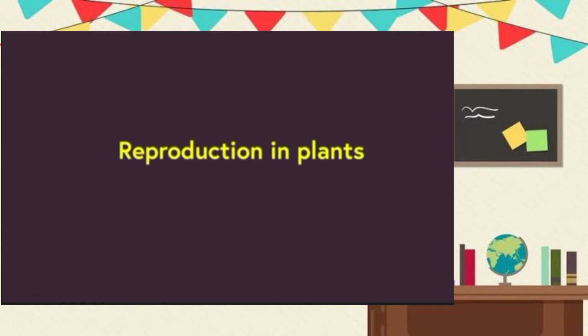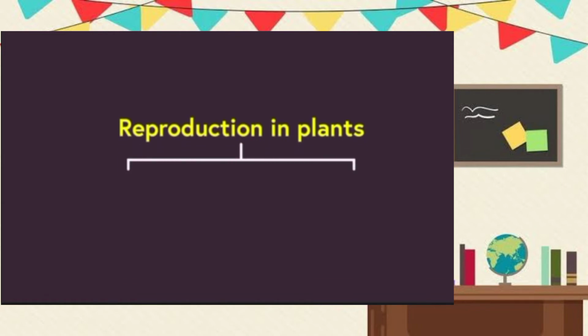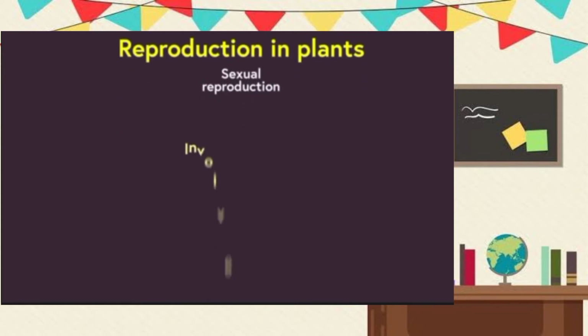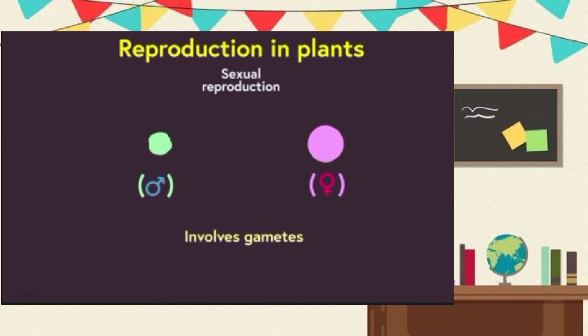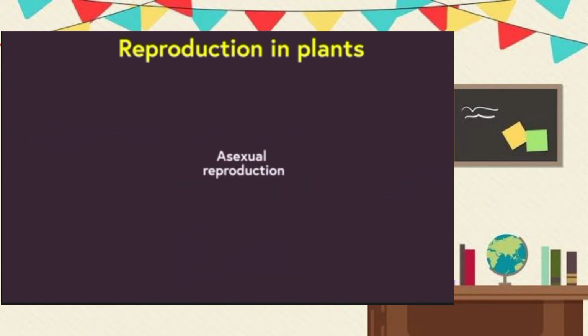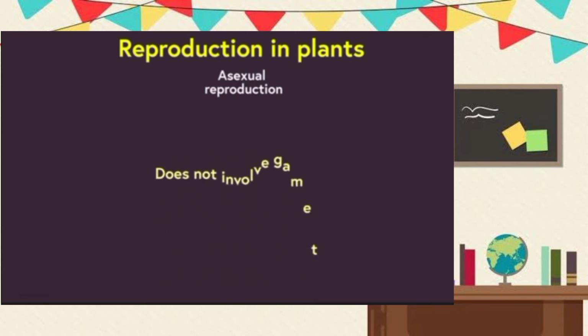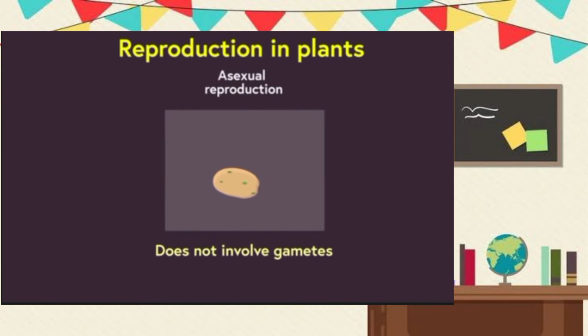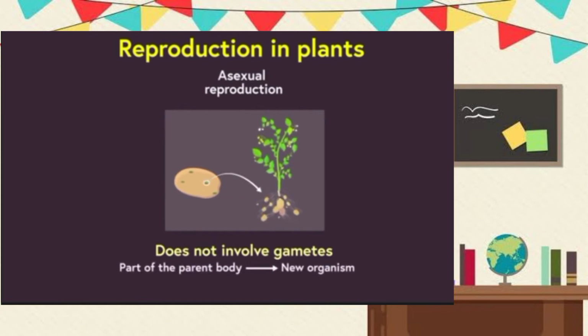Reproduction in plants can occur in 2 major ways. One type is asexual reproduction and the second is sexual reproduction. Sexual reproduction, as the name suggests, involves sex cells or gametes. So a new individual is born when gametes from both male and female parents fuse. Now, can you guess what asexual reproduction will be? In contrast to the previous type, asexual reproduction does not involve gametes. It is a type in which some part of the parent body will be capable of growing into a new organism. Interesting, isn't it?